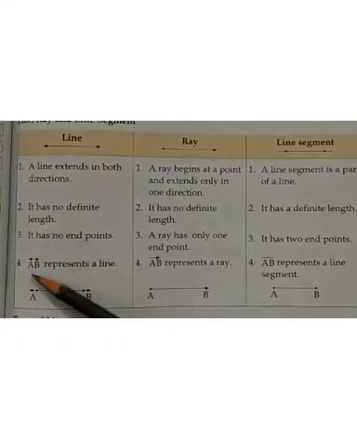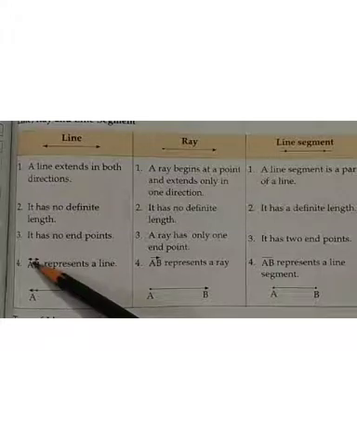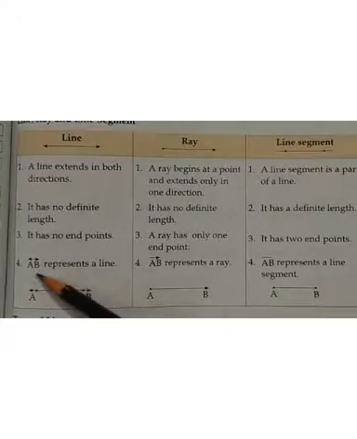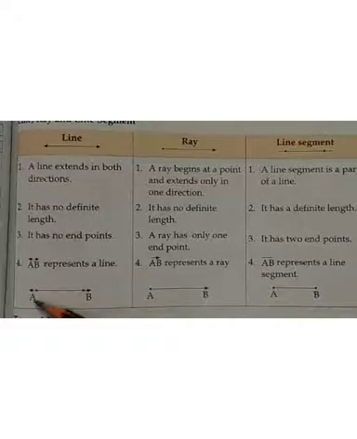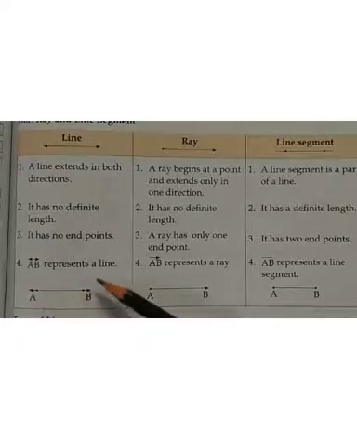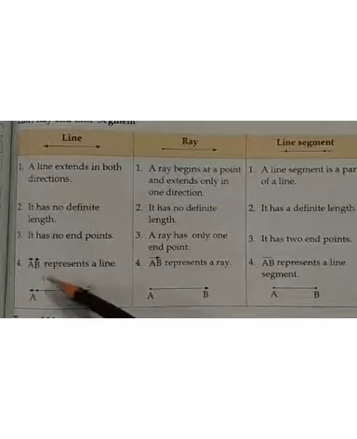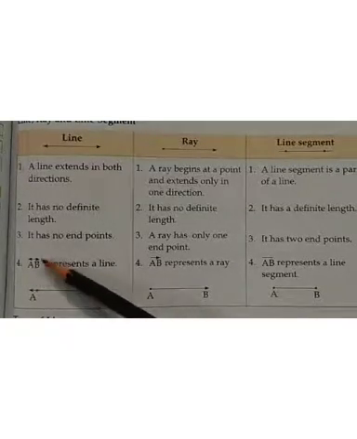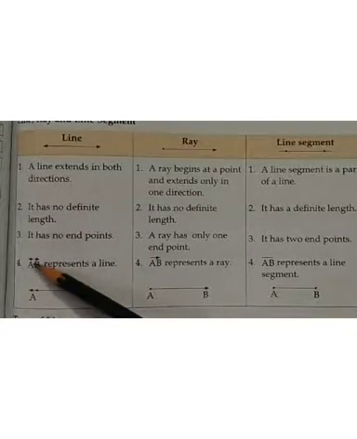A line is represented like this: AB, and draw a small line above AB. This denotes a line. You can draw the line AB with an arrow mark at both ends. This is read as line AB.